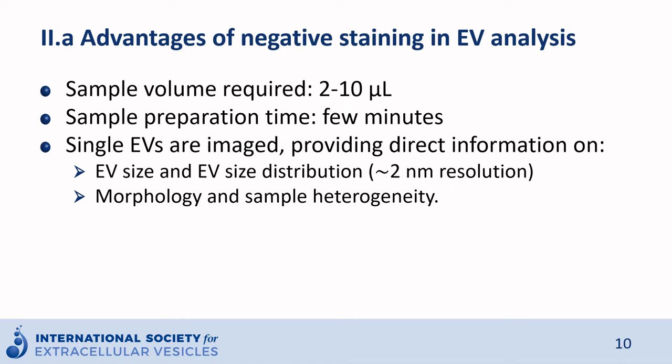In fact, the main advantage is that EVs are imaged as single objects, and therefore TEM provides information on the size of EVs, their size distribution, with a resolution of about 2 nanometer, which is limited by the size of the heavy atom clusters. It also provides information on EV morphology and on the sample heterogeneity to a certain extent.